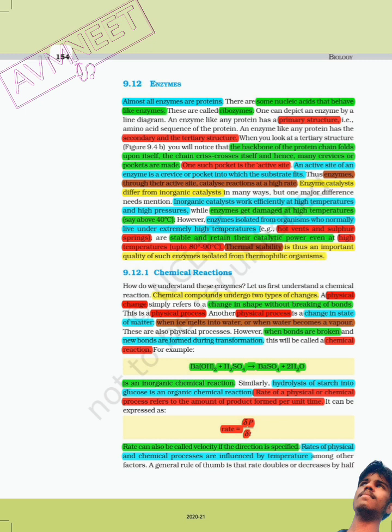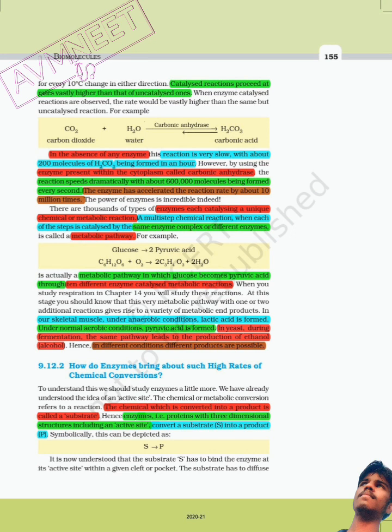Rate of a physical or chemical process refers to the amount of product formed per unit time. It can be expressed as rate equals delta P upon delta T. Rate can also be called velocity if the direction is specified. Rates of physical and chemical processes are influenced by temperature among other factors. A general rule of thumb is that rate doubles or decreases by half for every 10 degrees Celsius change in temperature, in either direction.